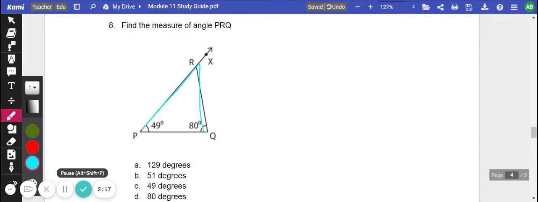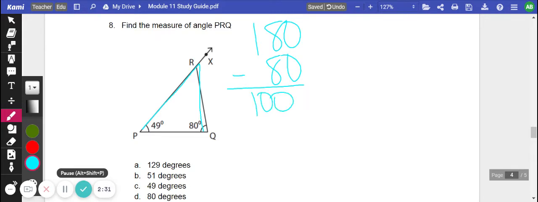Well, if I'm trying to find PRQ, and I know that all angles must equal 180 degrees, I can subtract the angles I know from 180. So I have 180 minus 80 equals 100. And then I'm going to subtract 49 and get 51. So therefore, the measure of angle PRQ is going to be 51 degrees.